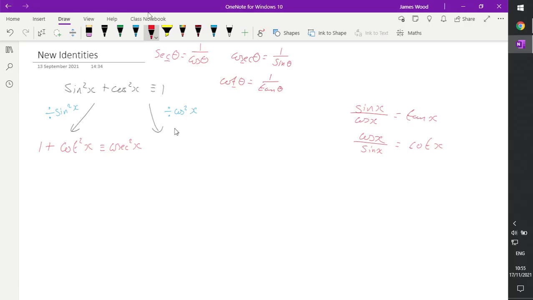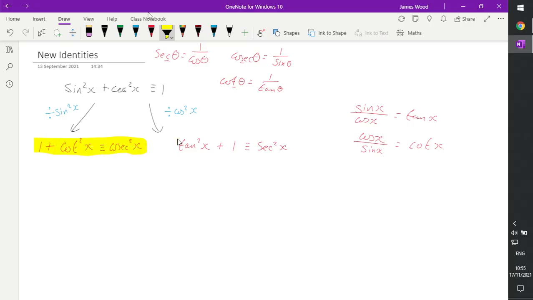If we do the same thing, but divide it all by cos squared, then I'd have sine squared divided by cos squared, which would be tan squared, plus cos squared divided by cos squared, which is just 1, equals 1 divided by cos squared, which is sec squared x. So we've got this pair of new identities that we can use.